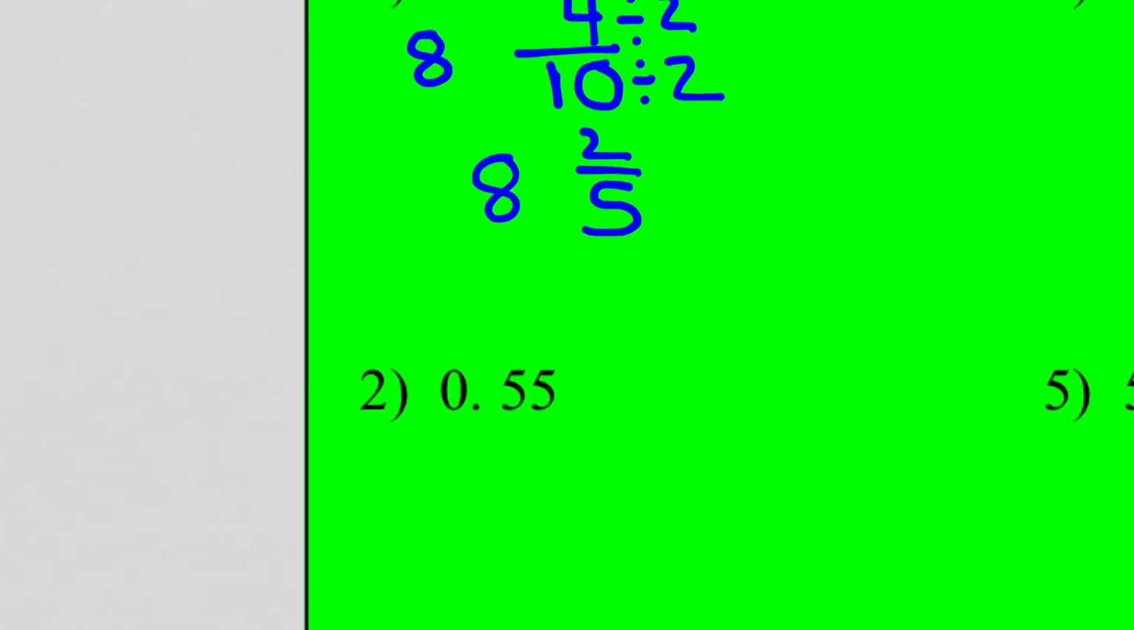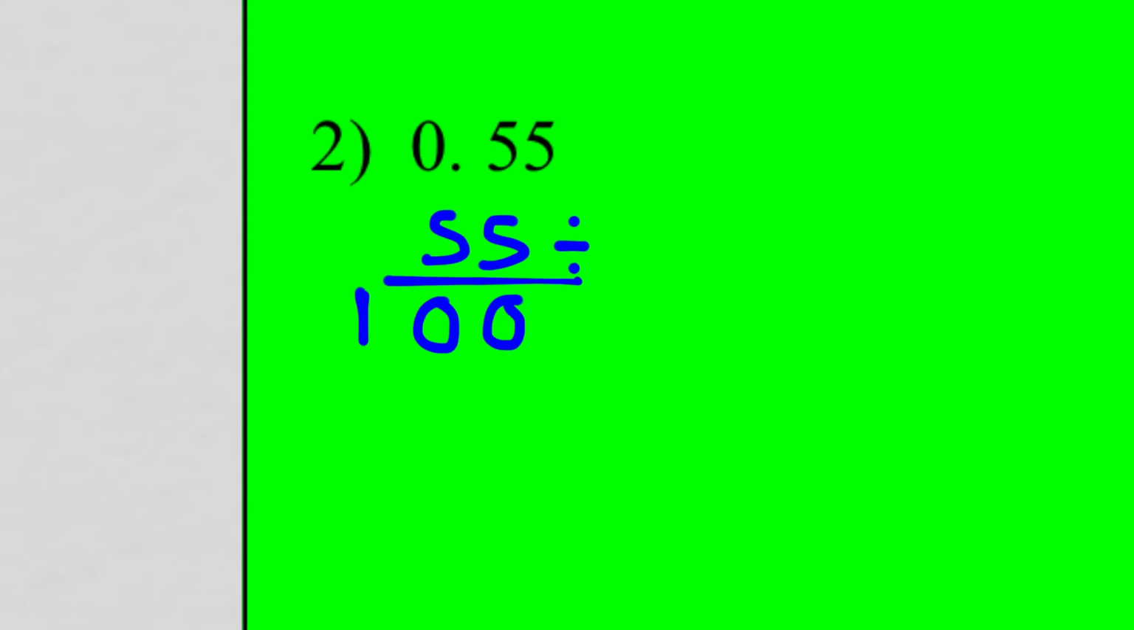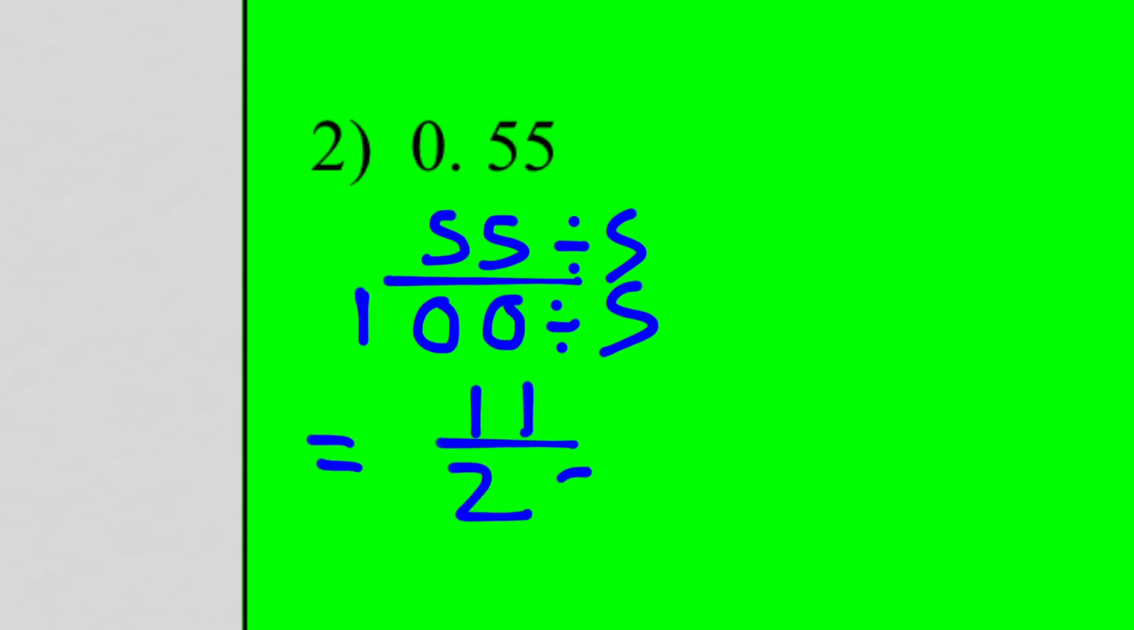Now, number 2, there's no whole number, but we do have 2 digits behind the decimal, so those will become the numerator of the fraction, 55. Now, since there are 2 decimal spots, 1, 2, there's going to be 2 zeros in the denominator and a 1. 55 over 100. And then, lowest terms, since 55 ends in 5 and 100 ends in 0, we can divide these by 5, and we get 11 over 20.